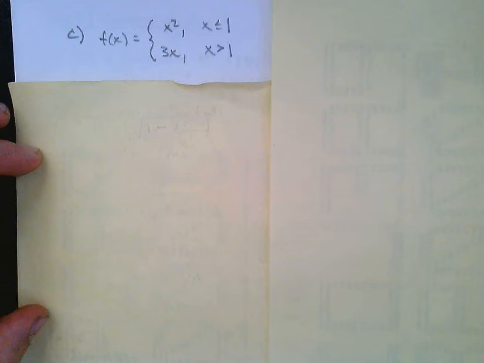Okay, so now we have a full-blown piecewise function. This is great, part C. f of x equals x squared when x is less than or equal to 1, and it equals 3x if x is greater than 1.